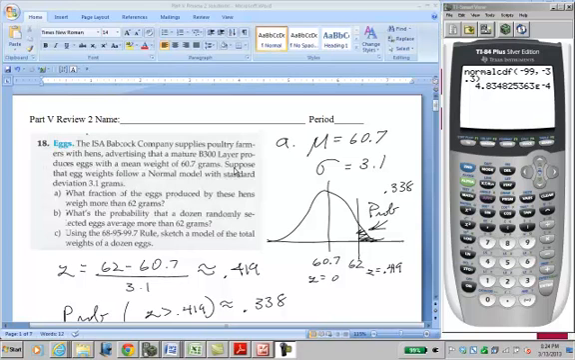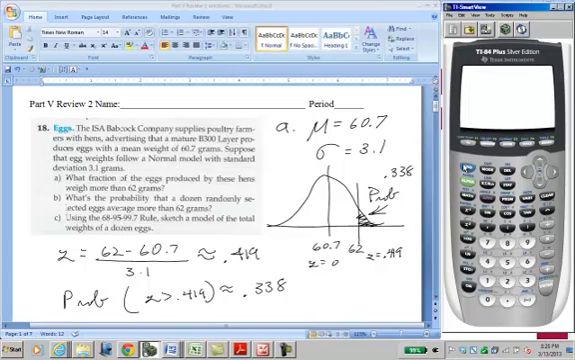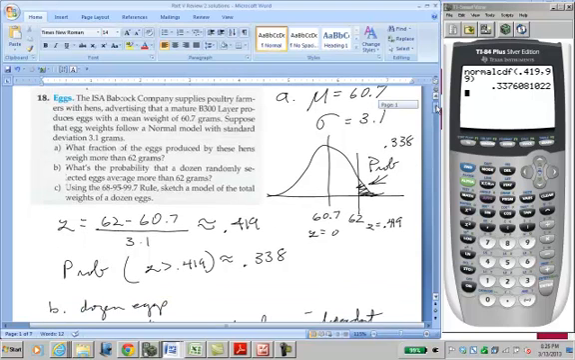Now the only question is, for a given egg, what's the probability it's bigger than 62 grams? So we draw the normal curve because we're told it's normal. 60.7 is in the middle, 62 is to the right, and then we're going to find the z-score. Z is going to equal 62 minus 60.7 over 3.1. The z-score is approximately 0.419. The probability that z is bigger than 0.419 is 0.338, and of course we're doing 2nd VARS, normal CDF, 0.419 to 99, and there's our 0.337, rounded to 0.338. So the probability is 0.338 that you'll get an egg that's 62 grams or more.